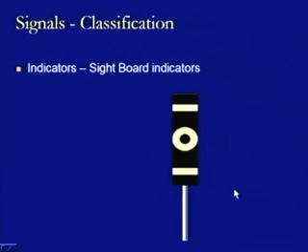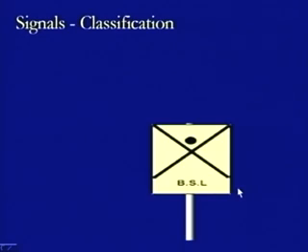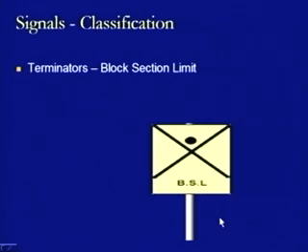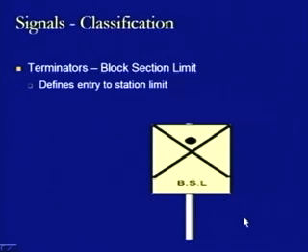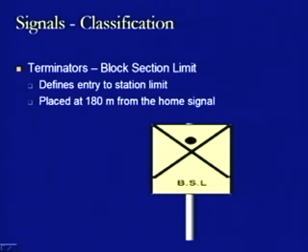After this sideboard indicator, we have another type of indicator termed the block section limit indicator, that is the BSL indicator. This is another type of terminator which defines the entry of the train into the station limit after the block section has been completed, and it is generally placed at a distance of 180 meters from the home signal.